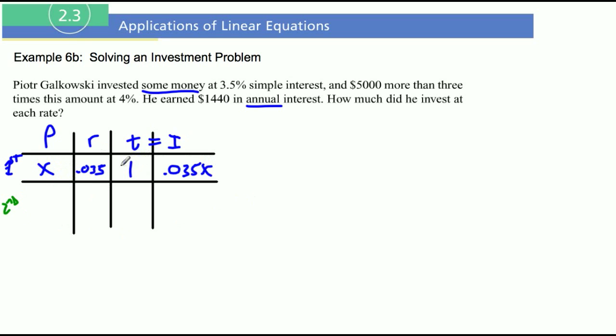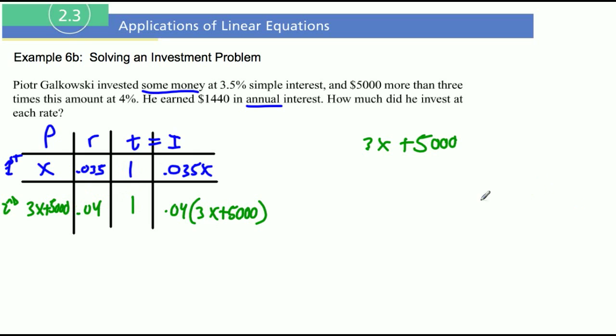Okay, come over here now. And he invested $5,000 more than 3 times this amount. So 3 times this amount will be our principal for this guy: 3x plus 5,000. Our rate was 4%, so 0.04. Our year is 1, so we're going to multiply this together. So 0.04 times 3x plus 5,000.